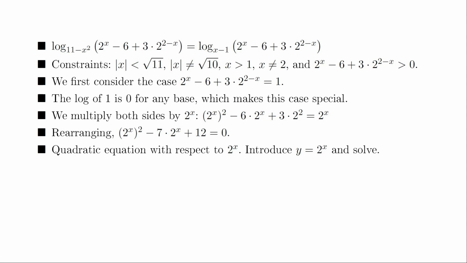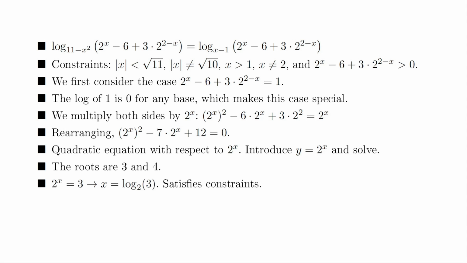We can introduce a simple substitution, y equals 2 to the power x, for convenience, and solve. The solution is left as a small exercise. The two roots are 3 and 4. So for the first root, we have 2 to the power x equals 3, so x is log of 3 with base 2. This solution satisfies all the constraints. For the second root, we have 2 to the power x equals 4, so x equals 2. This violates one of the constraints, namely that x cannot be equal to 2. We found one solution. Let's clean up.